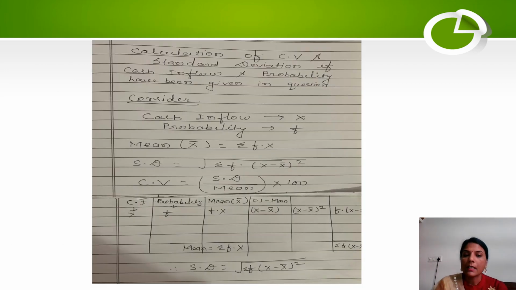This is the calculation of CV and standard deviation. This is the proper format you need to follow when solving any problems based on standard deviation or coefficient of variation. Here cash inflow is considered as the X value, and probability is considered as F. So the mean will be the summation of F into X. Your probability should be multiplied by your cash inflows, and adding all those values you will get the mean value of cash inflows.